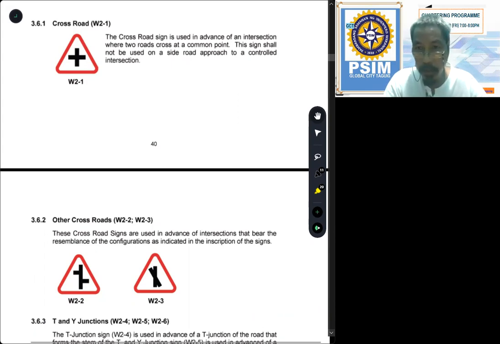The crossroad sign is used in advance of an intersection where two roads cross at a common point. Okay, this sign shall not be used on a side road approach to a controlled intersection. Meaning if that intersection is controlled by equipment, for example, a traffic light, there's no need for this sign.